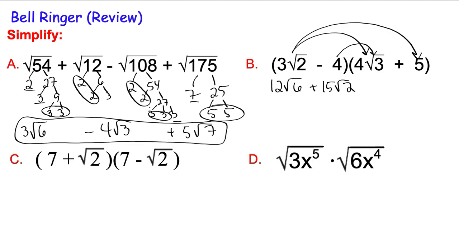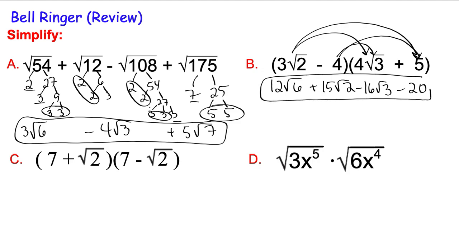And then we multiply these. So 4 and 4, minus 16 root 3. And then these, so a 4 and a 5 is minus 20. And then again, we look for common radicals, which that's square root 6, square root 2, square root 3. So none of them are common. So you're done after that one step.